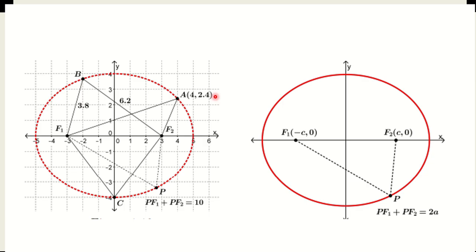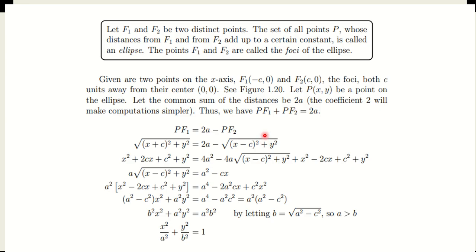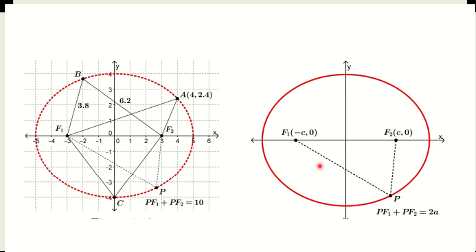If you're going to see the figure, 1.22, this is the figure. Then let P be the point x, y, a point on the ellipse. Let the common sum of the distances be 2a; the coefficient 2 will make the computations simpler. Thus, the distance from P to F1 plus the distance from P to F2 is simply equal to 2a. So we make use of this and derive it. Okay, let's go back. This is the distance from P to F1, and the distance from P to F2.